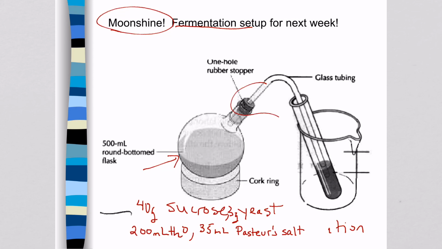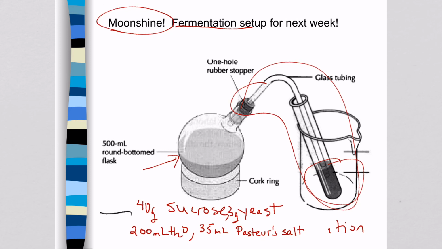We have this system right here. This is to keep oxygen from getting into the system, but allow the carbon dioxide that's being produced as the yeast ferments the sucrose to be able to bubble out. We'll have some calcium hydroxide solution in this tube that will react with CO2 as it comes out. But that's basically it. It's a pretty simple setup.